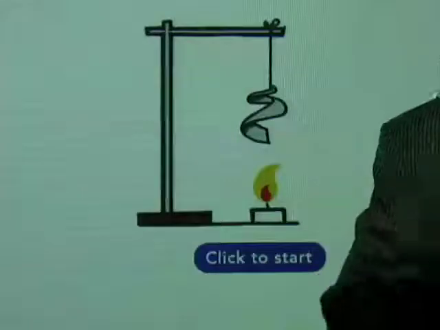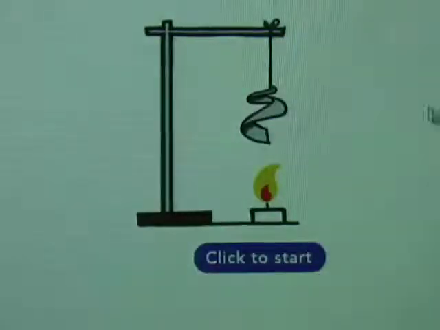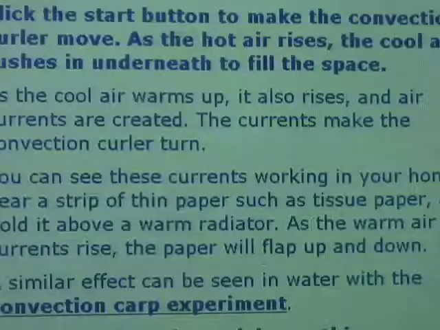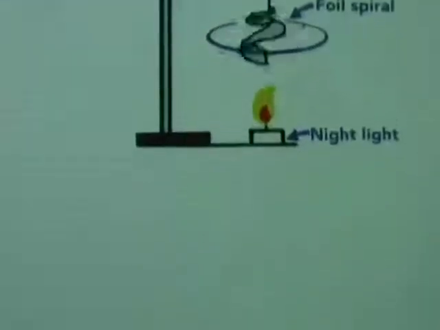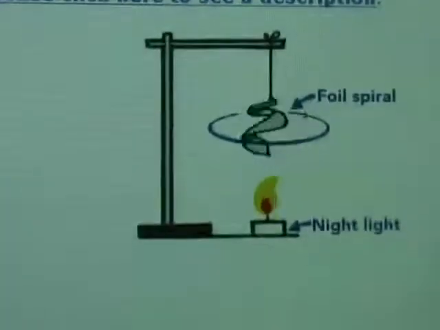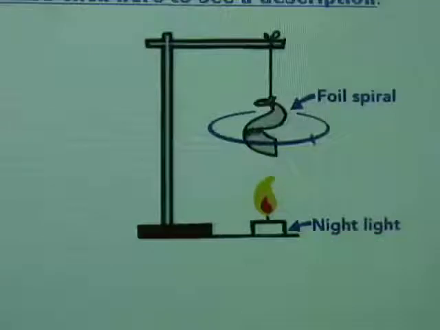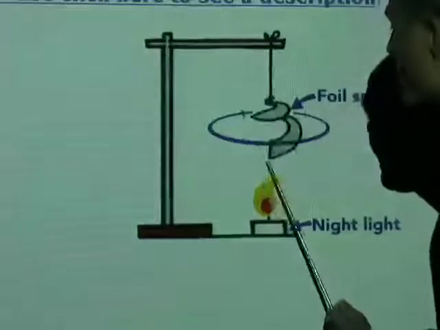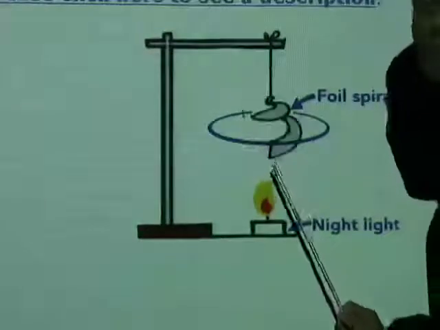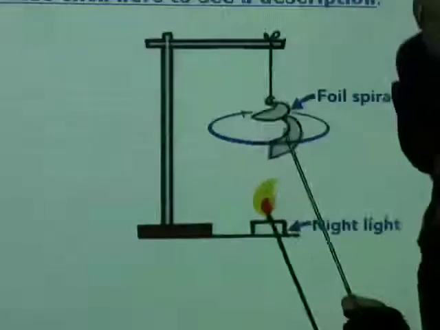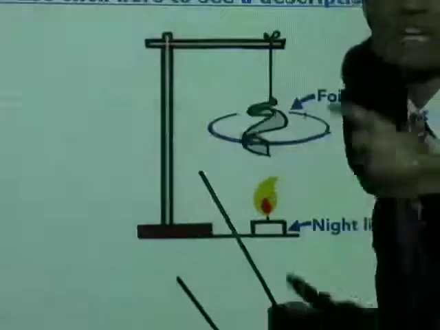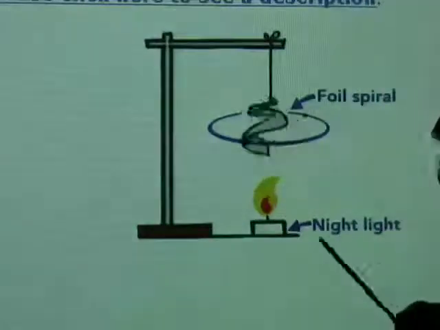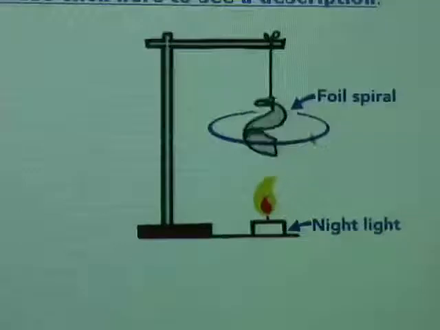All right, let's start it and take a look at it. There you are. You can actually see, as the candle burns, the hot air rises, and the rising air makes the helix-like aluminum spin. It's a very simple demonstration of convection current.